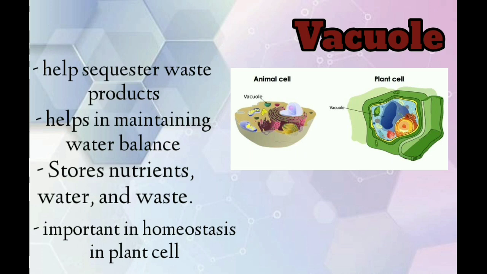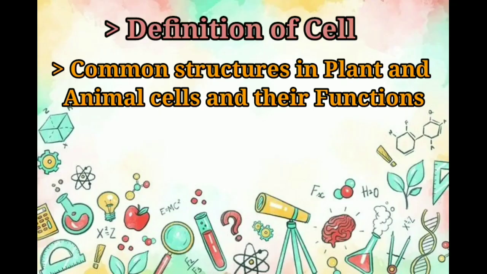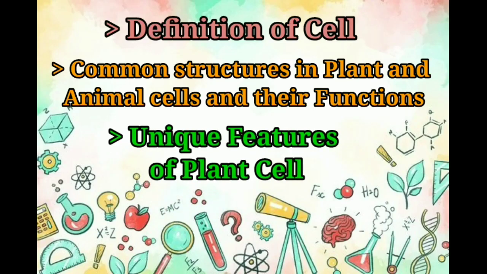It is involved in the control of cell volume and cell turgor, the regulation of cytoplasmic ions and pH, the storage of amino acids, sugars, and carbon dioxide, and the sequestration of toxic ions and xenobiotics. Let us move on to the unique components of the plant cells.